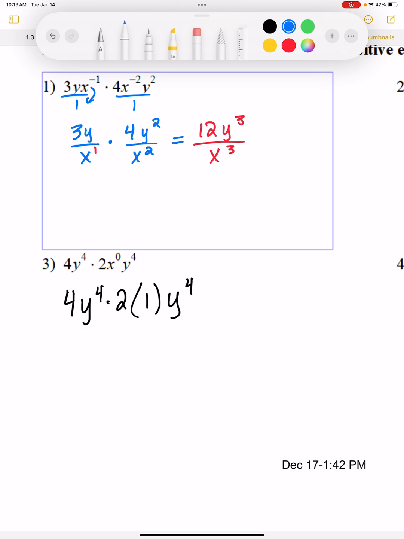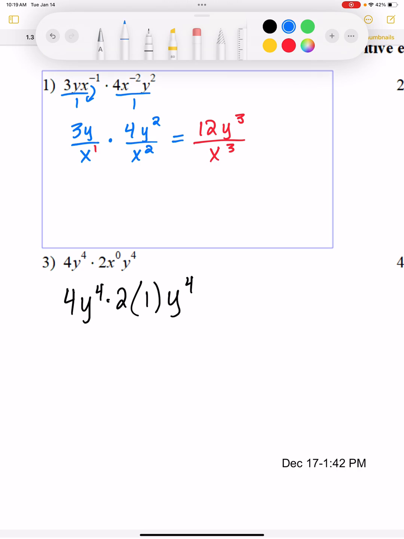And when we're doing this, since we're multiplying everything together, I multiply my numbers. 4 times 2 times 1, which is 8. Then I multiply my variables. y to the 4th times y to the 4th. We're adding the exponents, and that becomes y to the 8th.